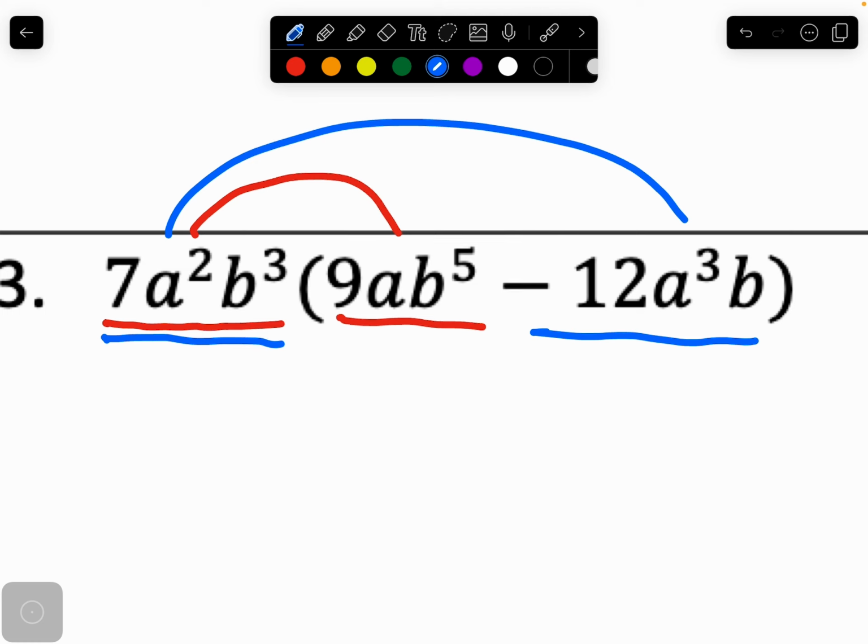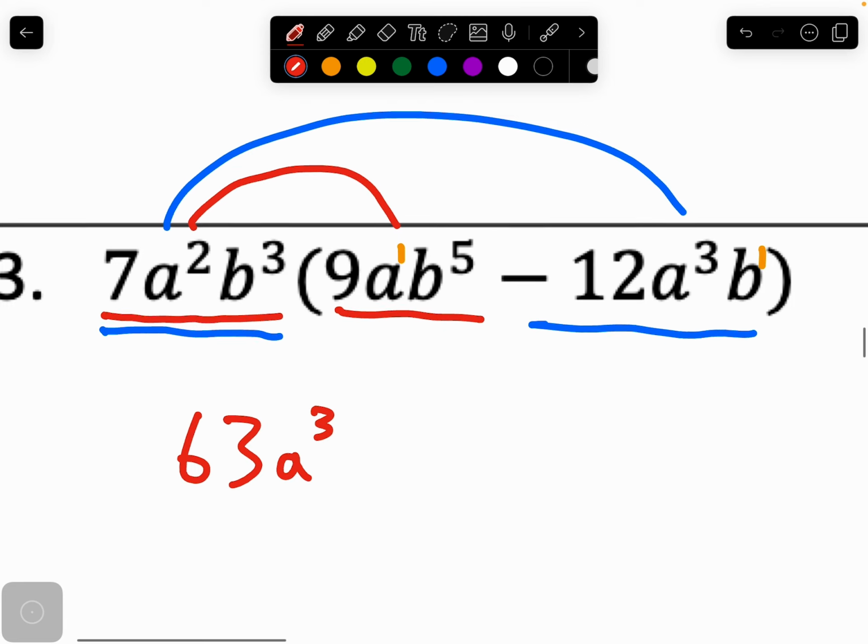So let's start with the reds. Multiply the big numbers. 7 times 9 is 63. And then add the exponents. So start with the A's. Remember, there's an invisible 1 here. There's an invisible 1 on the B over there. So there's 2 on the outside, 1 on the inside. How many are there total? 3 of them. And then you do the B's. So B to the 3rd times B to the 5th. There's 3 on the outside, 5 on the inside. Add them together, you get 8. So done with the reds.